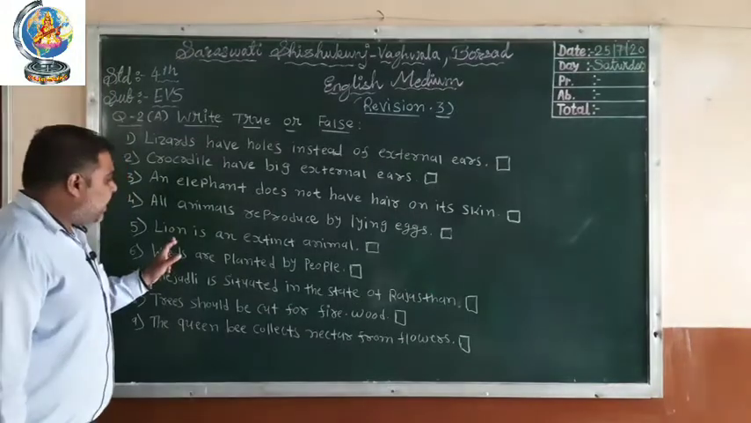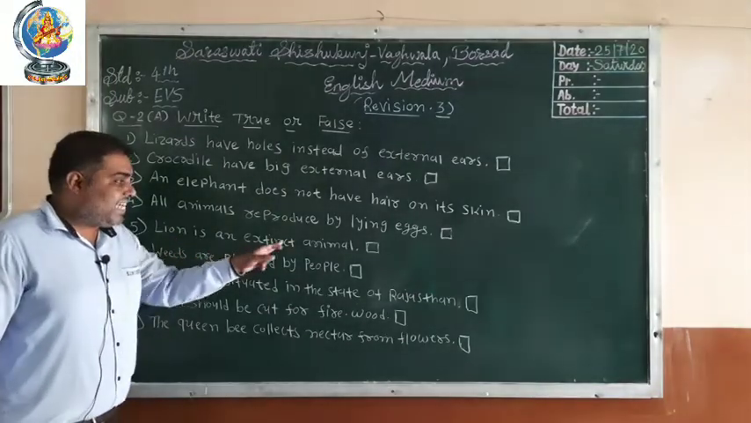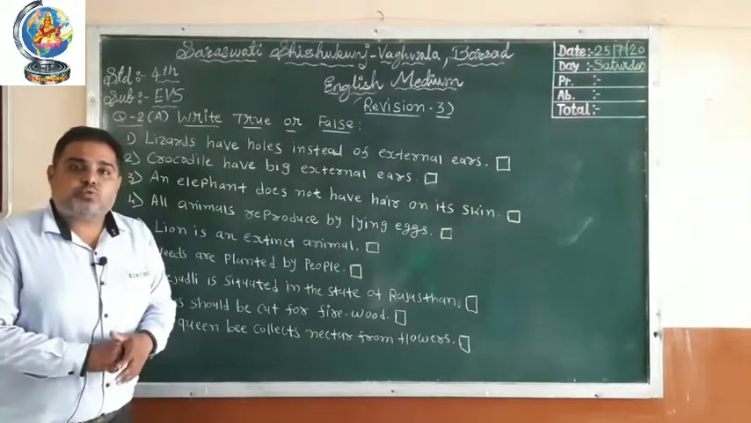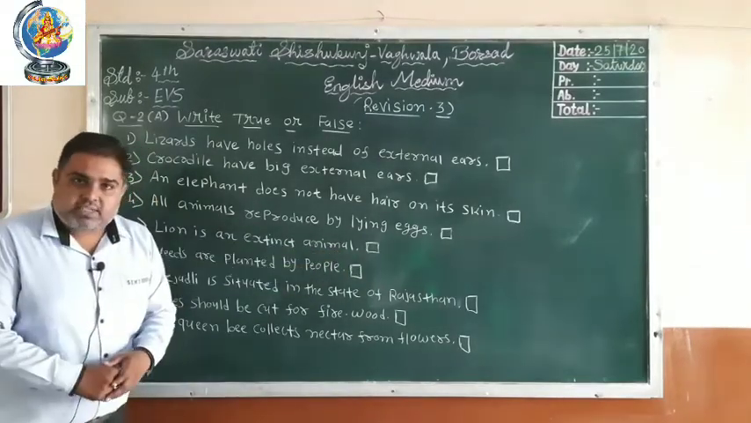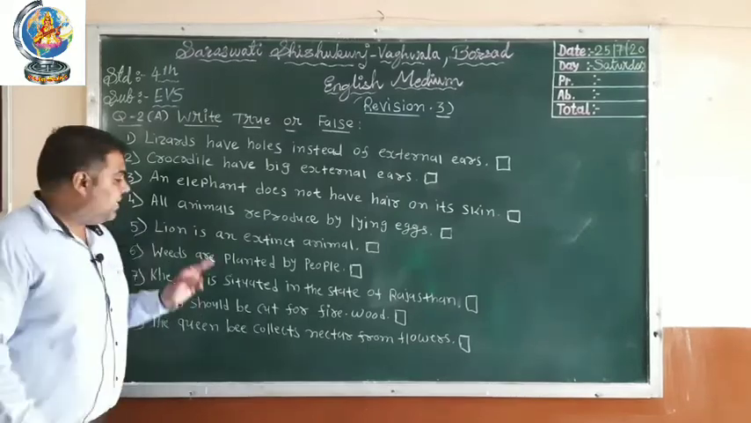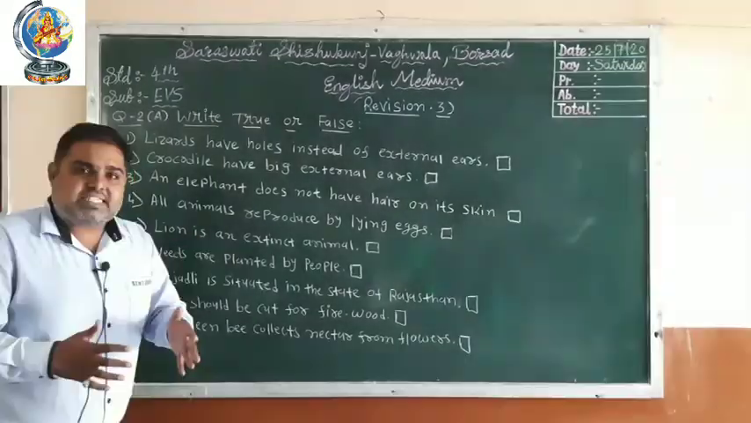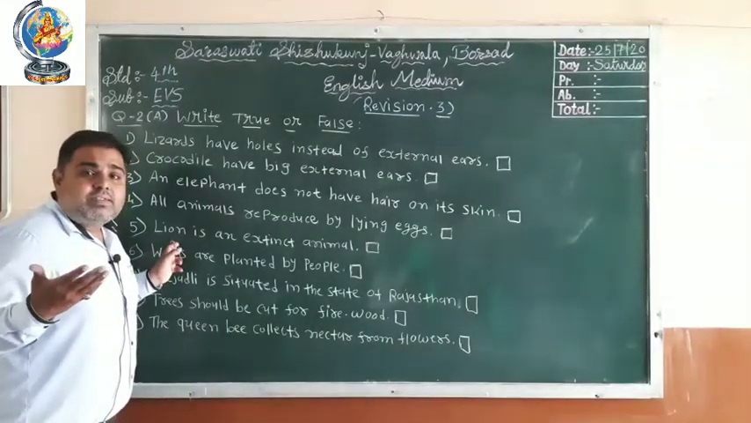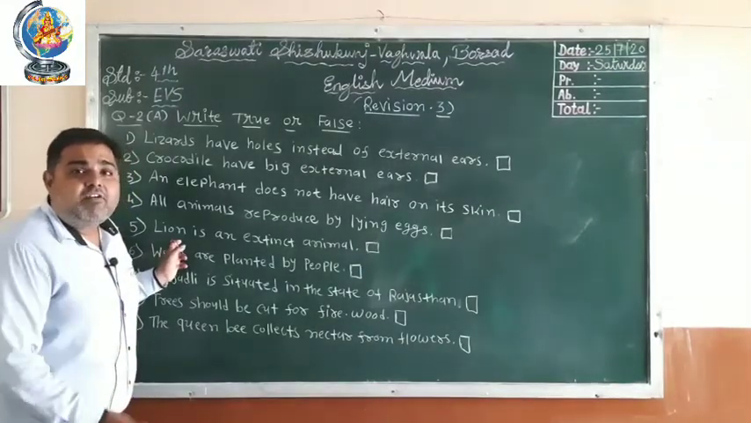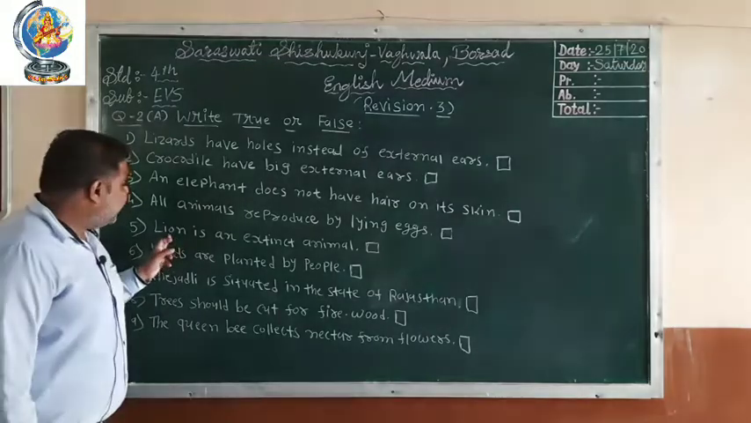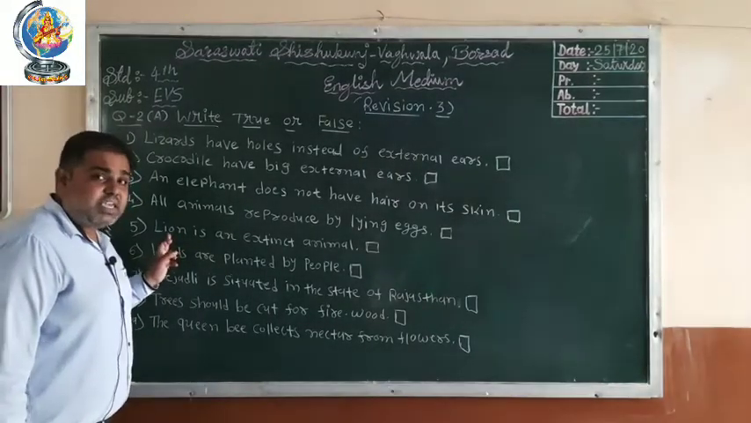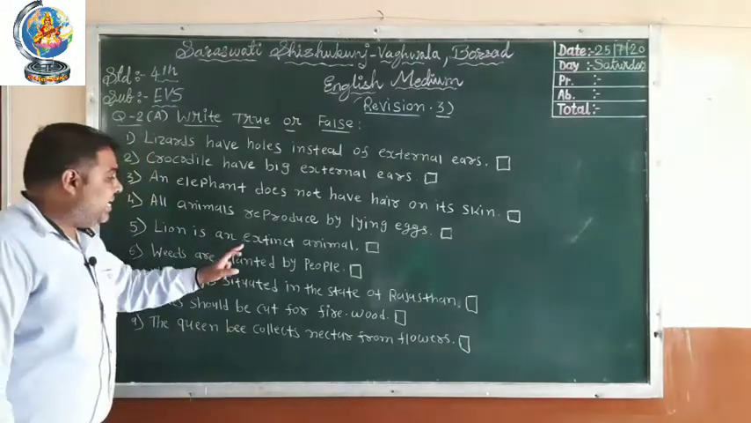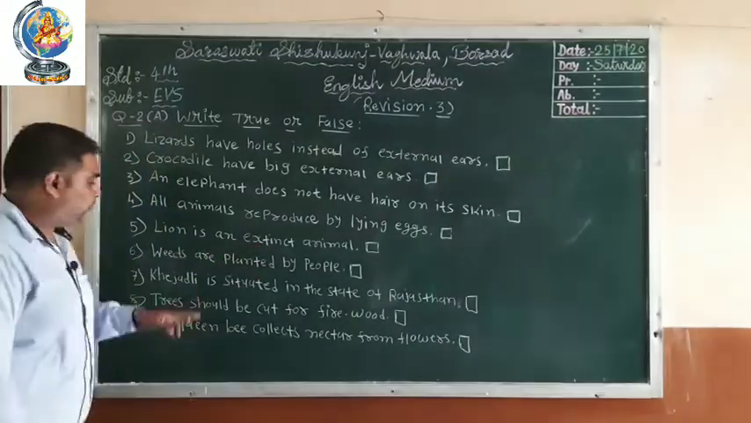Number 5, lion is an extinct animal. Is this statement true or false? So students, this statement is false. Why? Because the lion is not an extinct animal. Here it is written lion, and we can see a number of lions in the Gir forest. That is why this statement is wrong. Lion is not an extinct animal.